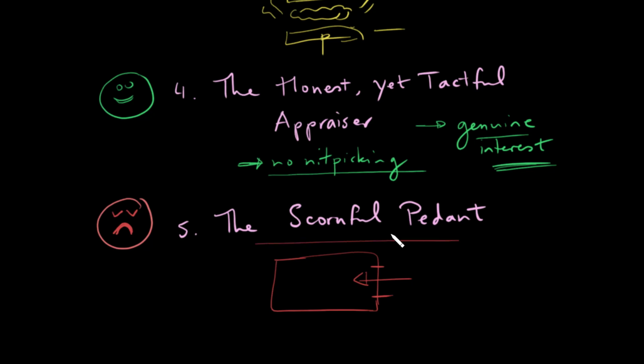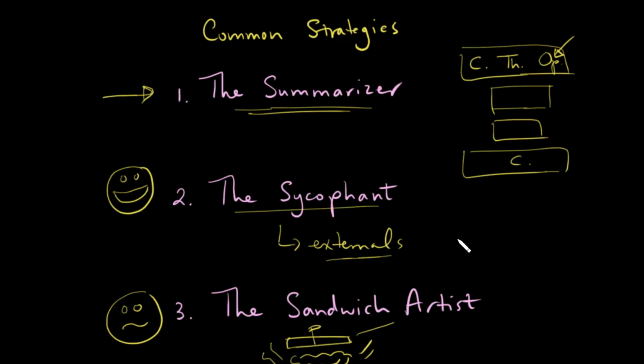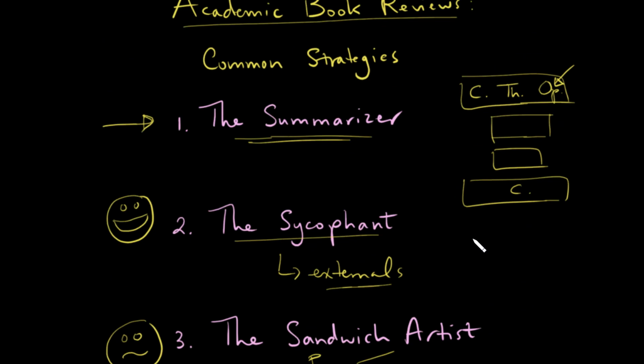Try to stay with number 4, the honest yet tactful appraiser, and also avoid these other lesser types of review strategies. You may want to play it safe, but ultimately it's better to be honest and tactful. That's it for how to review an academic book.